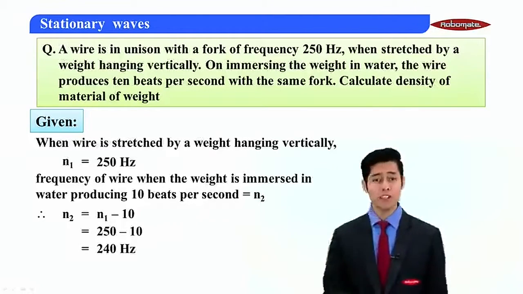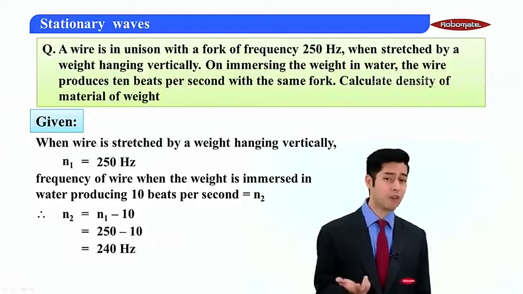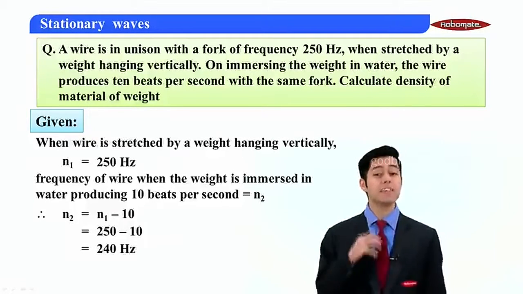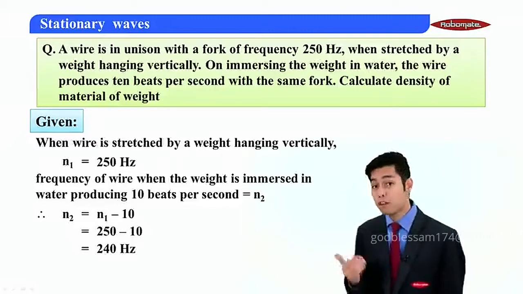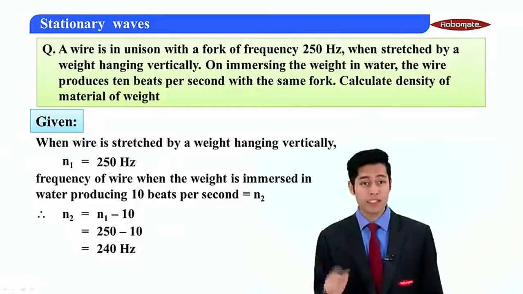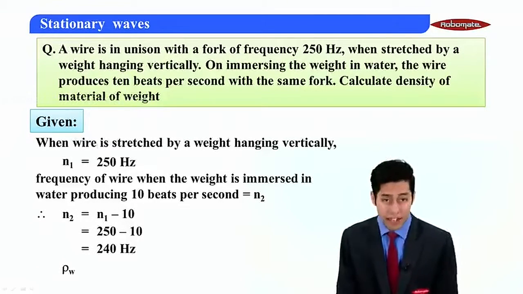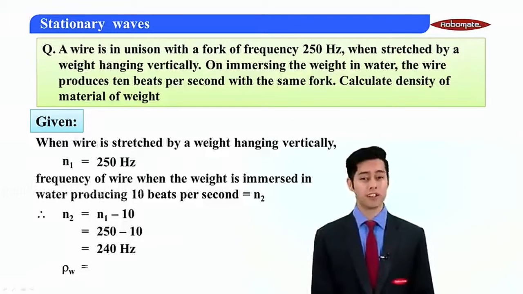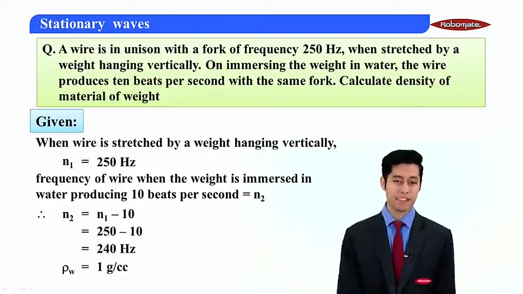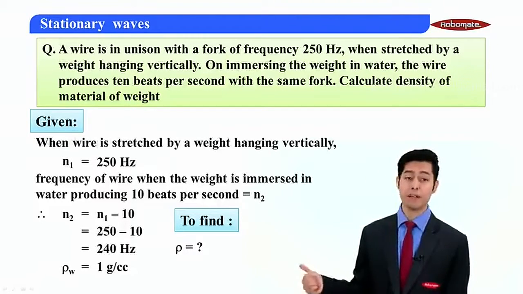So I have two frequencies. First, when the weight is hanging vertically without immersing in water, and second, when the weight is immersed in water, so there will be a new frequency which produces 10 beats per second, and that frequency is 240 Hz. We move ahead. We know that the density of the water is 1 gram per cc. So what do I need to find out? We need to find out the density of the material.